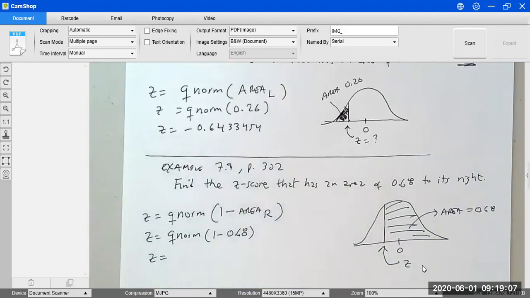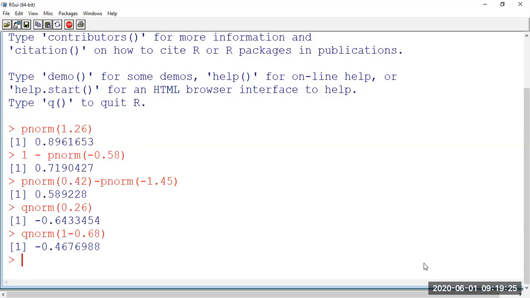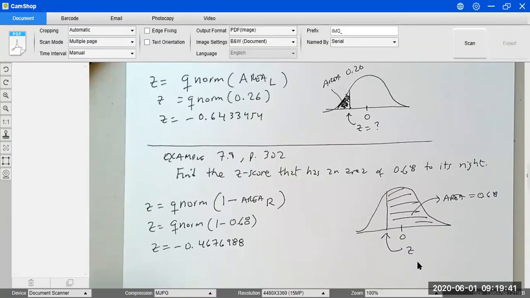So we're going to get now the answer by using language R. So let's see. We're going to get qnorm of 1 minus 0.68. So this is negative 0.467698. So now we know the corresponding quantile for the given area, and this is negative 0.46.